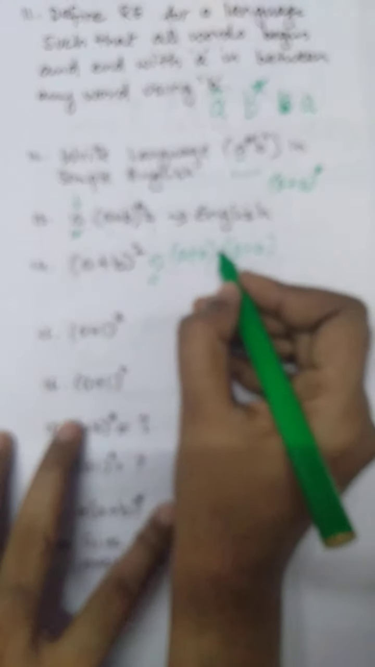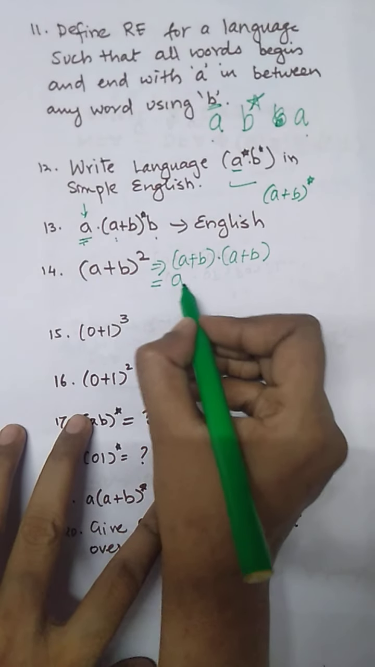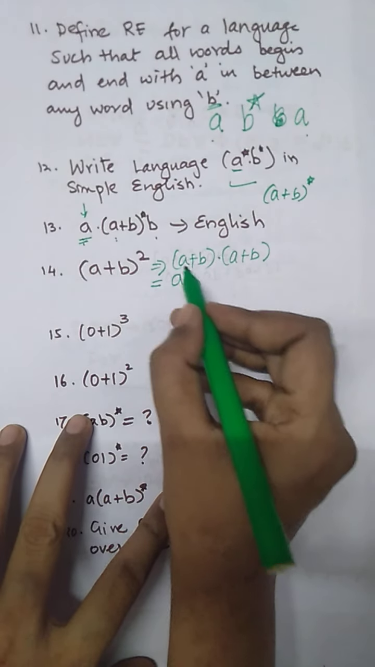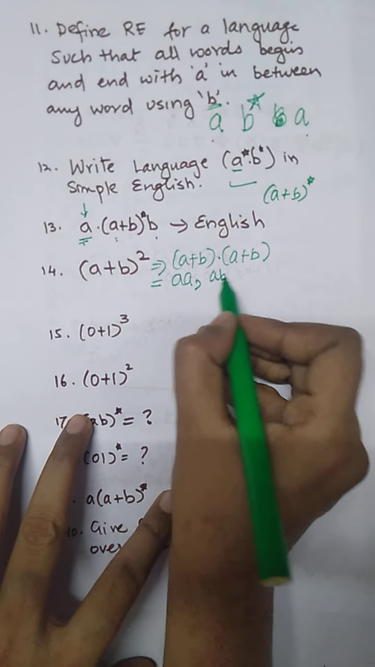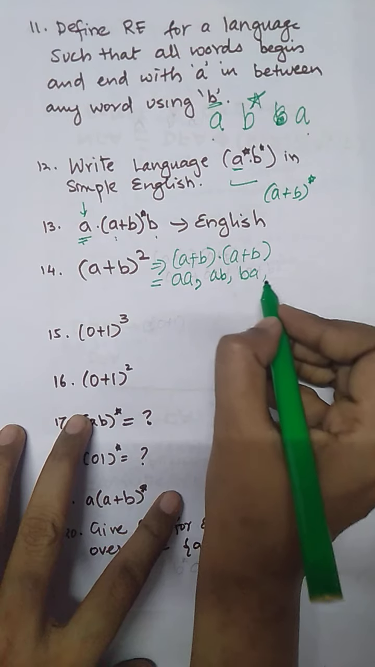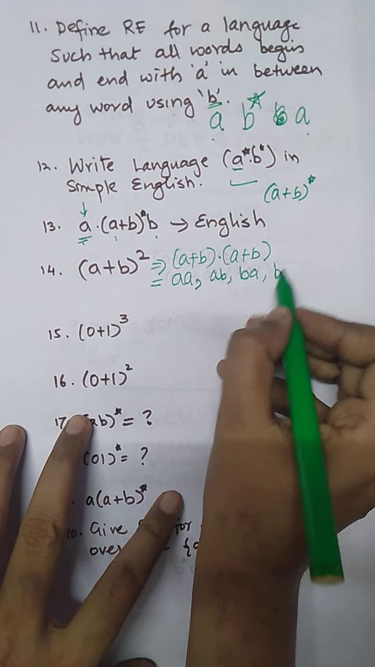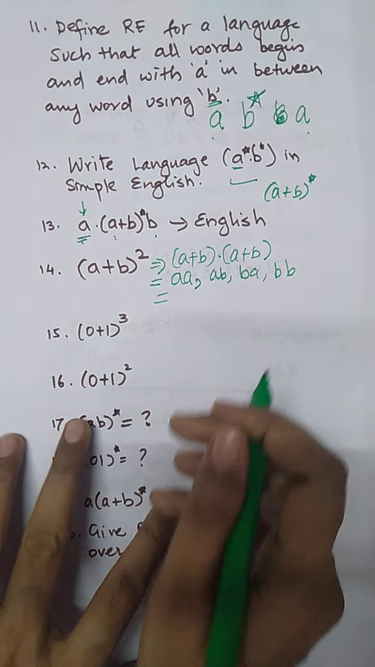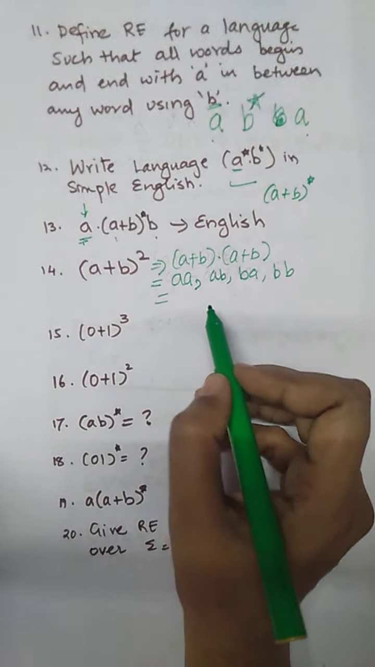Now we are going to do the dot product. So a into a will be aa, comma, a into b will be ab, comma, b into a will be ba, next comma, b into b will be bb. That means we have to find out what is common in all the strings.